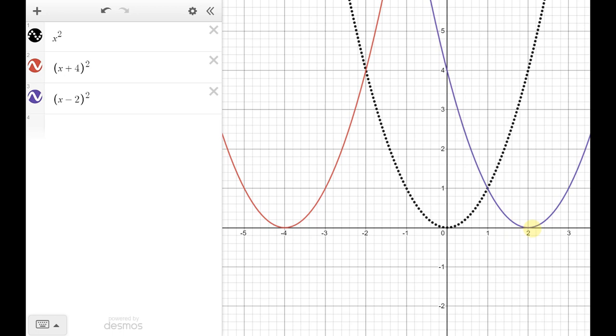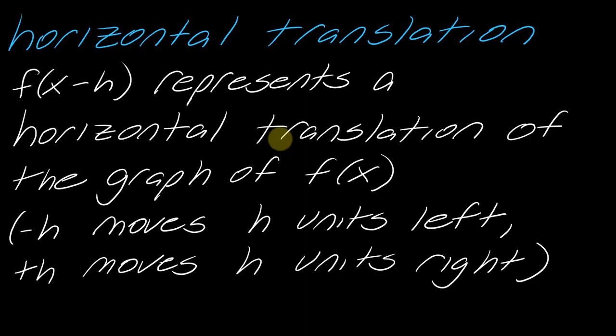And so this works just like I showed you with vertical translation, so it also works with any function with a horizontal translation. So that's the idea of the horizontal translation. And the way that we talk about this is f of x minus h. So notice now this is happening within, next to that x within the function. So f of x minus h represents a horizontal translation of the graph of f of x. So when you have minus h here, that's going to move h units left, and when you have plus h, this is a plus h, not a th, when you have plus h, this moves h units right, okay? So that's the idea behind a horizontal translation.